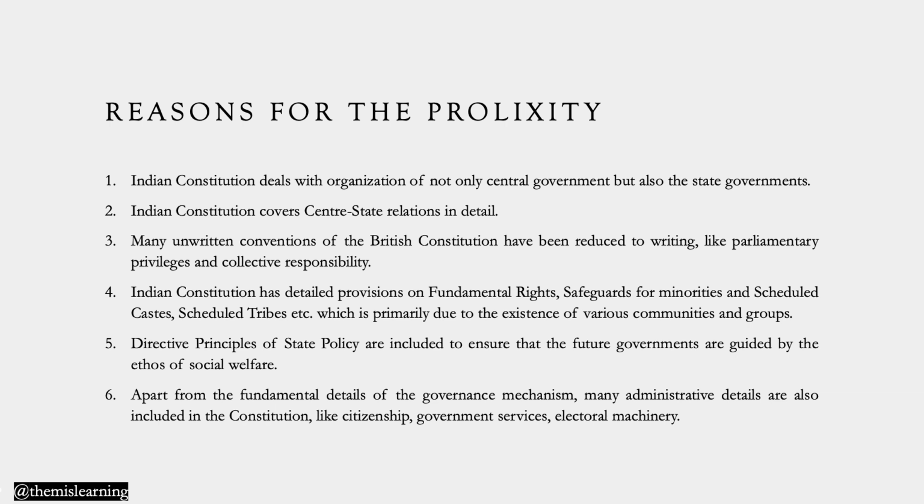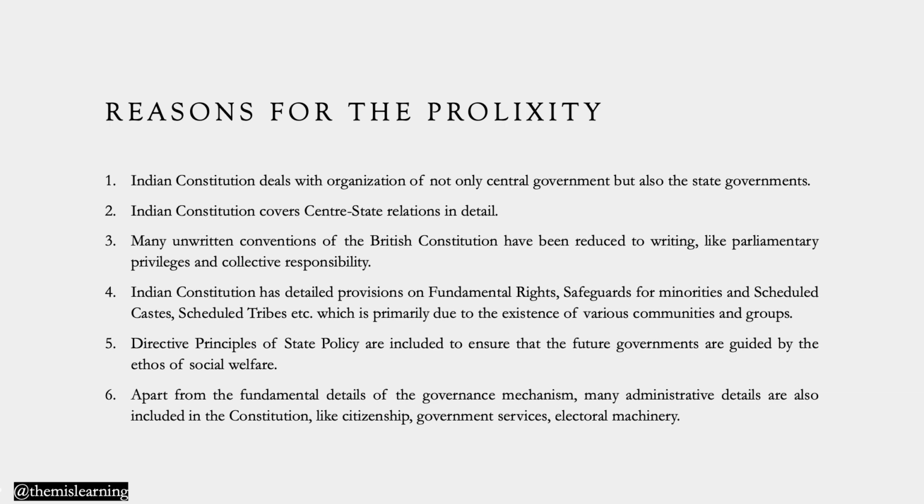Based on this historical background, there are certain reasons because of which the constitution is extremely lengthy. The reasons for the prolixity can be enumerated as given on this slide. Firstly, the Indian constitution deals with organization of not only central government but also the state governments. If we look at the constitution of the USA, we're talking about different constitutions for the USA as a country at the central level and separate constitutions for the state for the governance of the state.